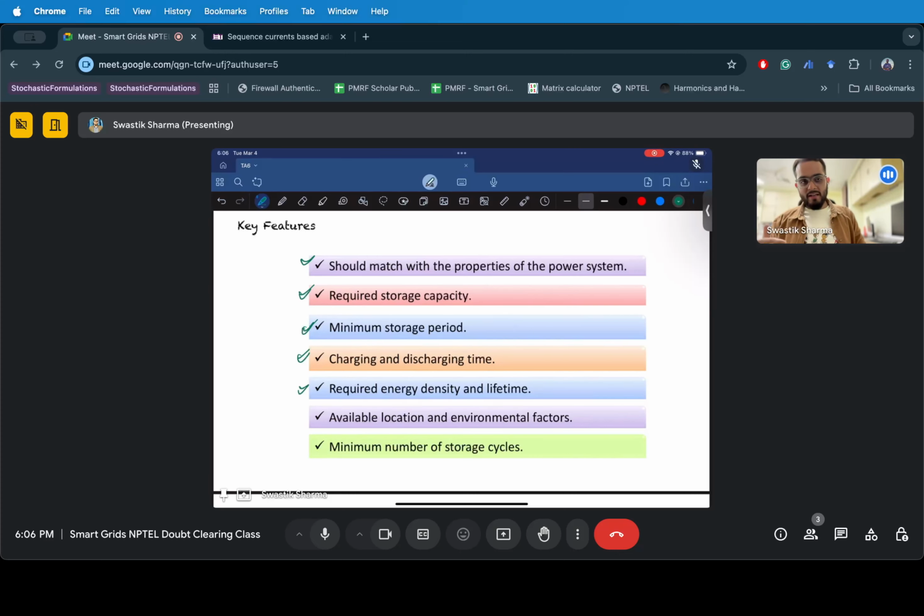There should be a required energy density. When I say energy density, it means that per unit volume, how much kWh energy it can store, right? And then location also plays a big thing. If you want to go with a very huge system, they require a very large space. You can see online, they require a very large space. So that is one thing, and environmental factors come into play.